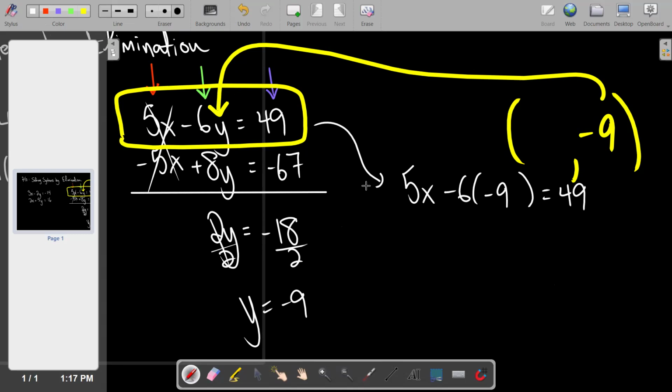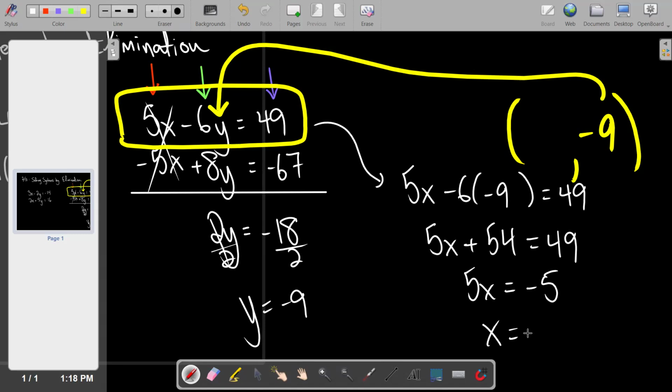So the equation now says 5x plus 54 equals 49. Then you subtract 54 from both sides, and you get 5x equals, what's 49 minus 54? -5. And then we divide both sides by 5, and x equals -1. And the problem is over.